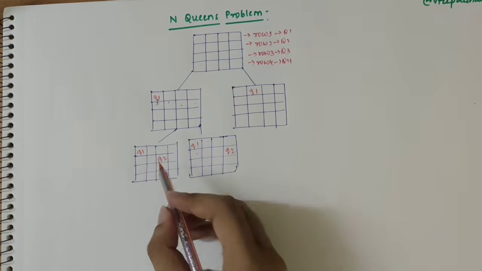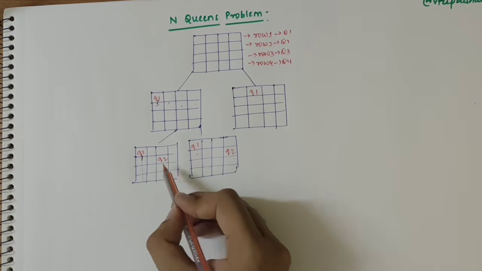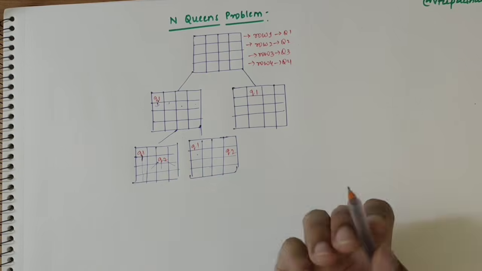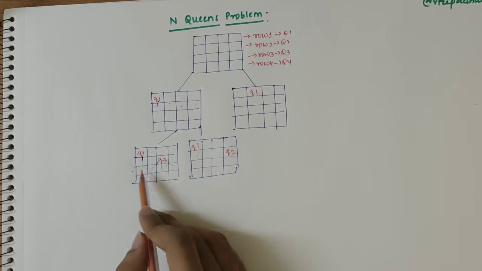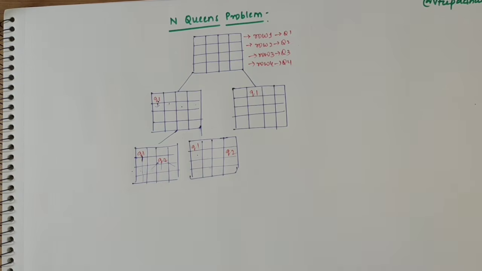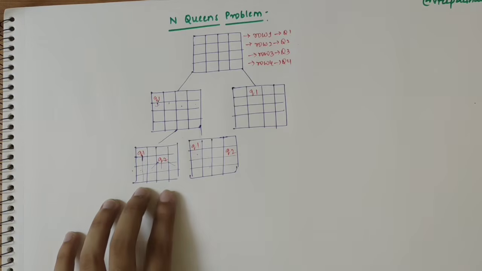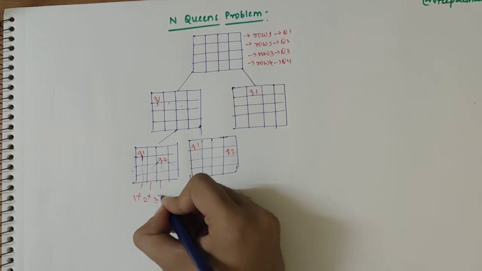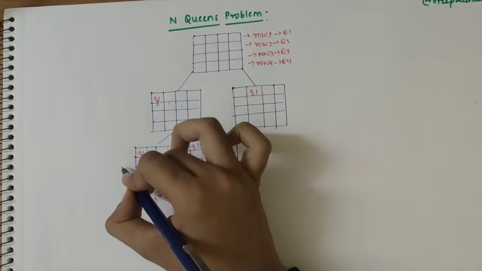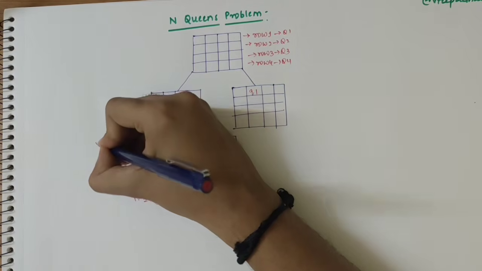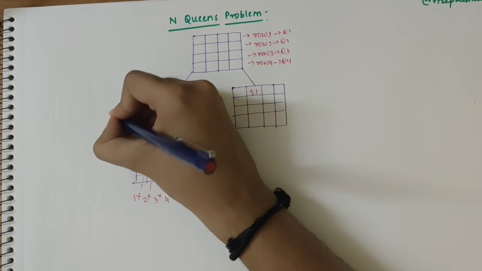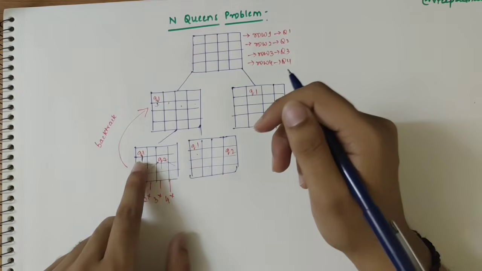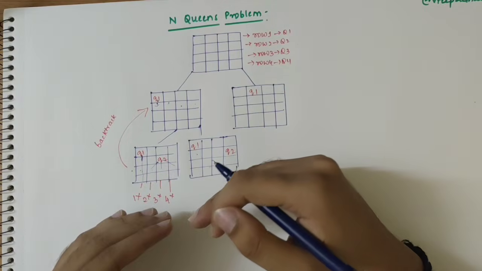Next, where should I place q3? q3 cannot be placed here, nor here, nor here, nor here. If you check the third row, it cannot be placed in any box. So further, I cannot deduce any solution here. In this part, I cannot place in the first box, second box, third box, or fourth box. In this condition, I backtrack to the original problem and look into the other option where I can place q2.